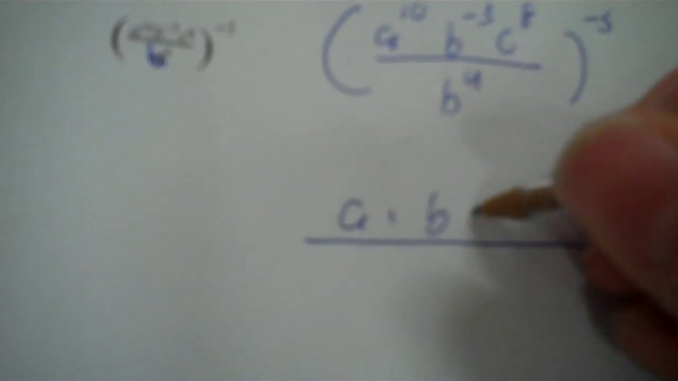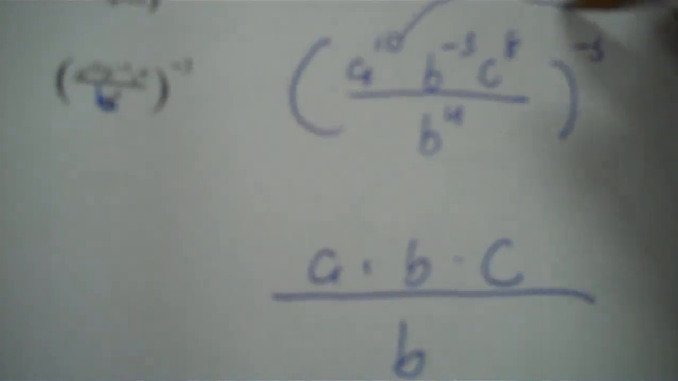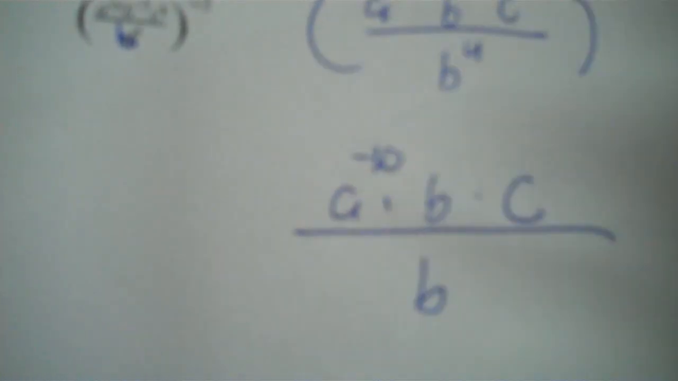Okay, so first I've got a times b times c in the numerator, then just a b factor in the denominator. So we go 10 times negative 3, negative 30. Negative 3 times negative 3 is positive 9. 8 times negative 3 is negative 24. 4 times negative 3 is negative 12. Okay?